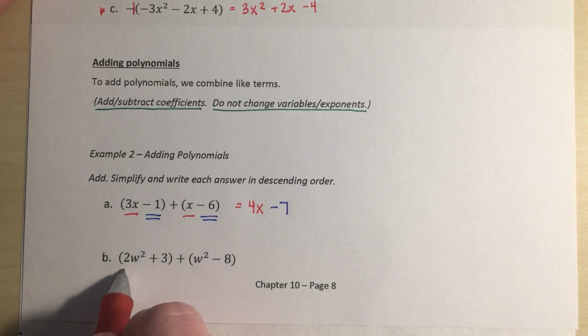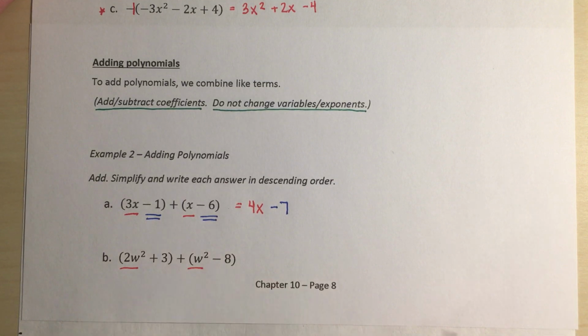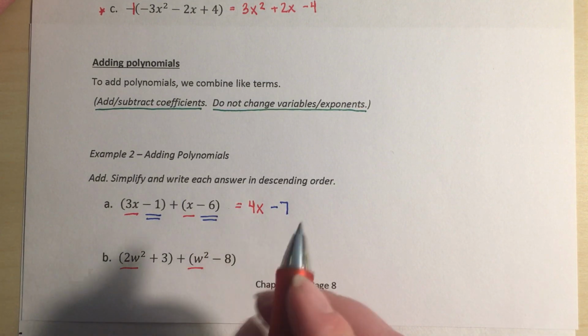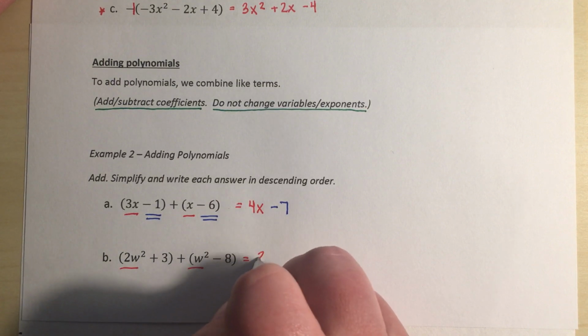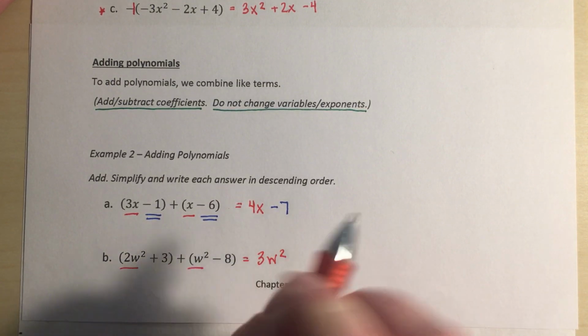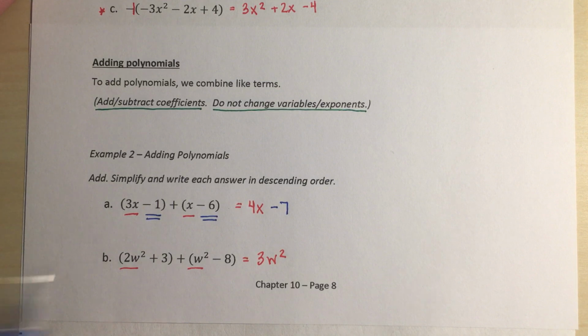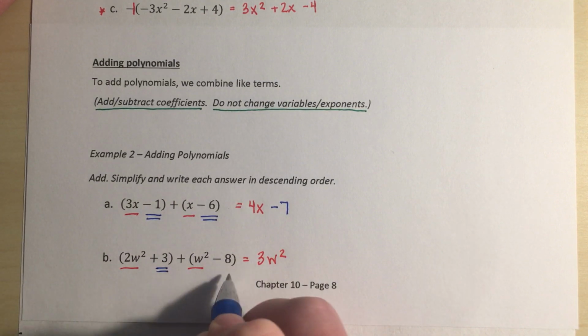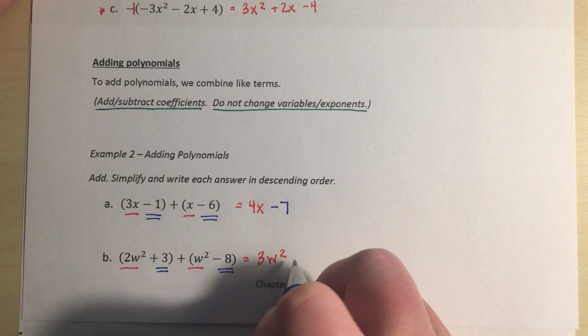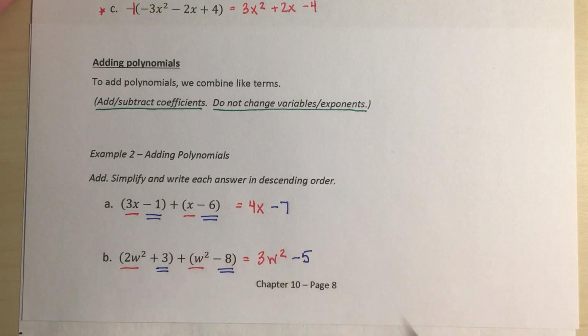For b, our largest degree terms are our w squareds. 2w squared plus an invisible 1 in front of w squared is going to give us 3w squared. +3 and -8, different signs, so we subtract, we get -5.